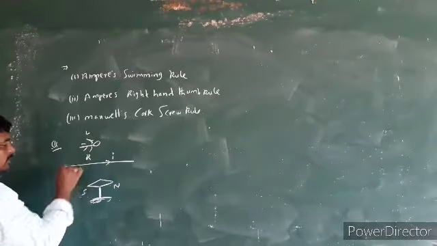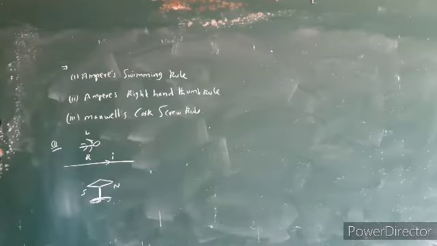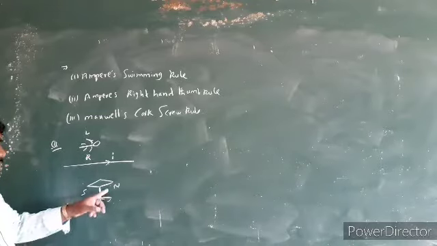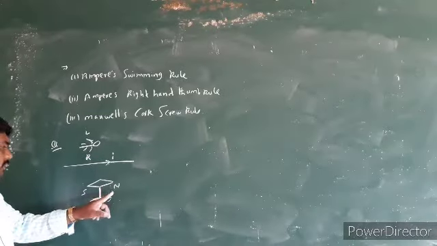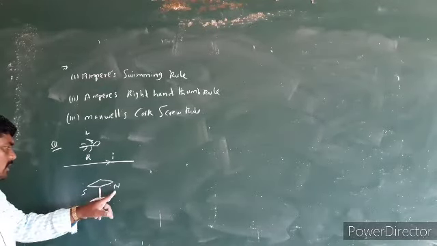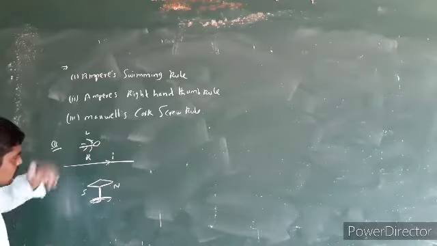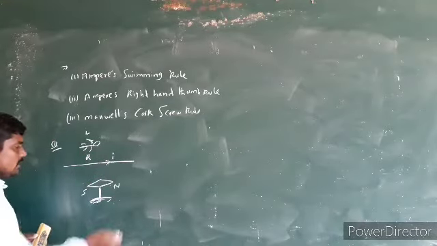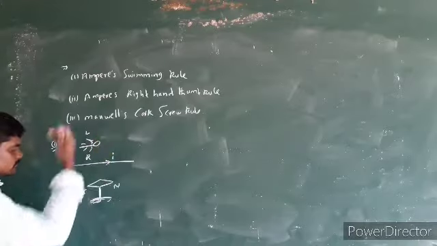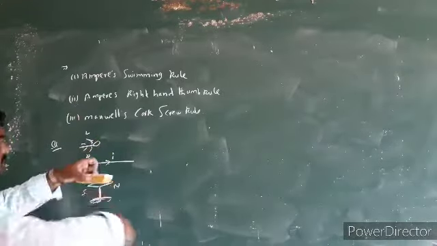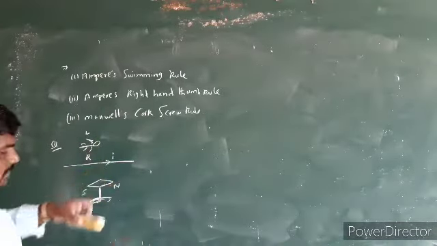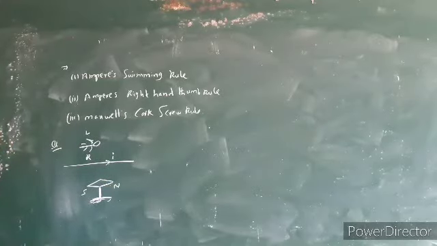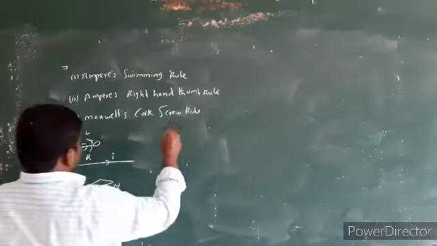Consider a swimmer swimming above the conductor in the direction of current. The magnetic needle is placed below the conductor. The north pole of the magnetic needle below the conductor deflects towards the left hand side. That means the magnetic field lines are inwards like this. The conductor's magnetic fields are like this. Therefore, the north pole deflects in the direction of magnetic field. This is the first rule.